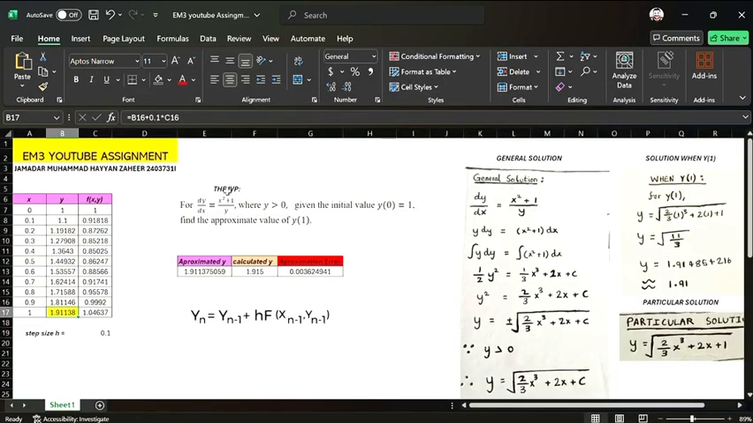Alright, so now we're going to be using Excel sheets to solve the IVP for when dy/dx is equal to (x squared plus 1)/y, where y is greater than 0, given the initial value that when y is equal to 1, x is going to equal 0. Let's find the approximate value of y when x is equal to 1.